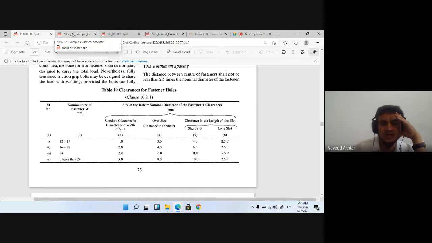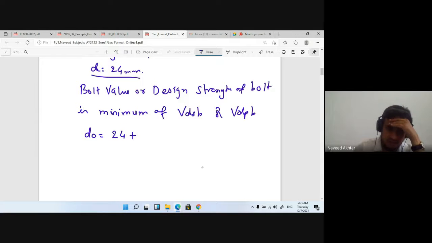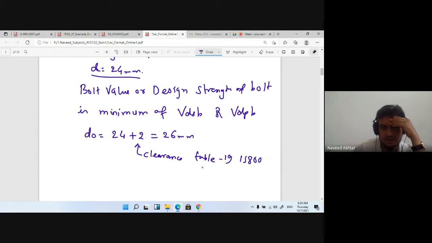So what to write down here: diameter of hole required is diameter of bolt plus clearance of 2 mm, which comes to 26 mm. Okay, this clearance we have taken from table 19 of IS 800, page number 73.